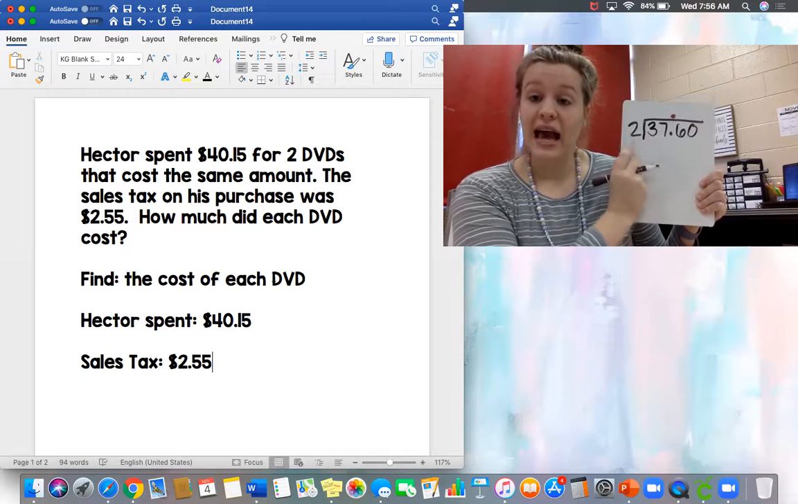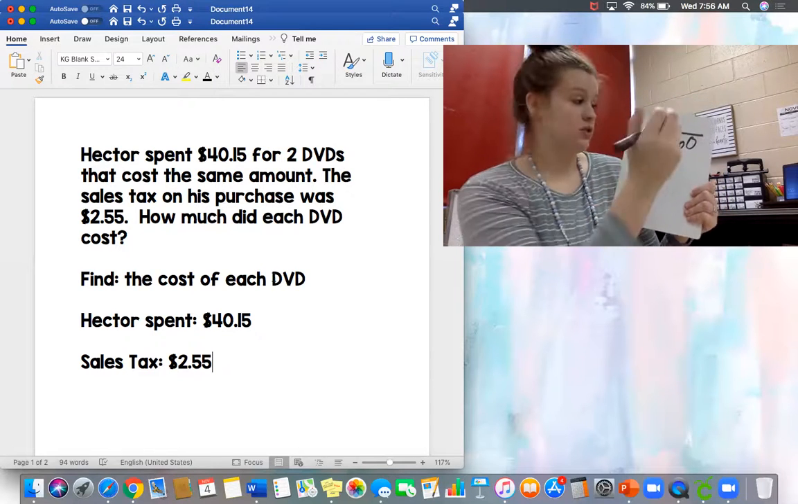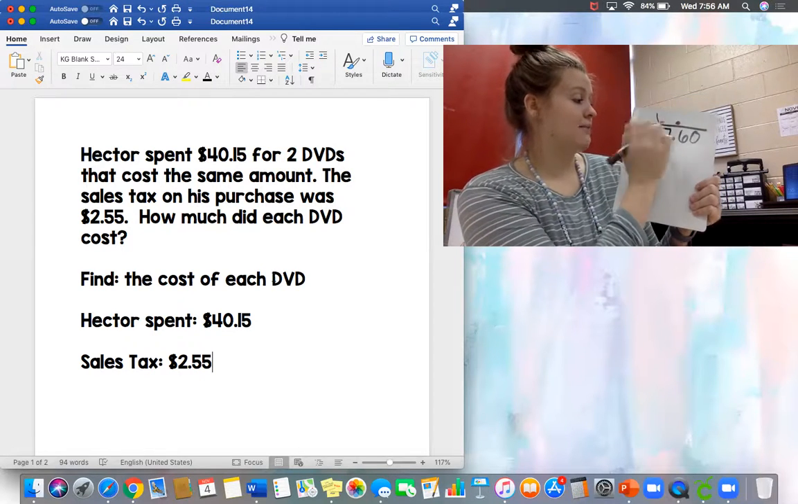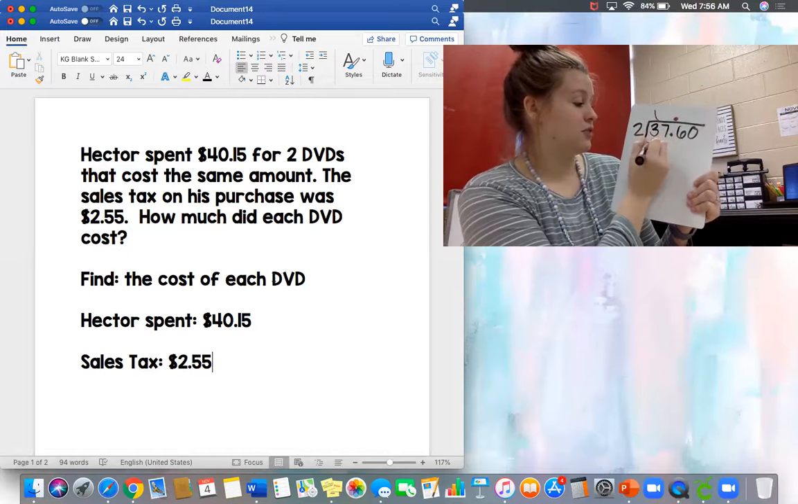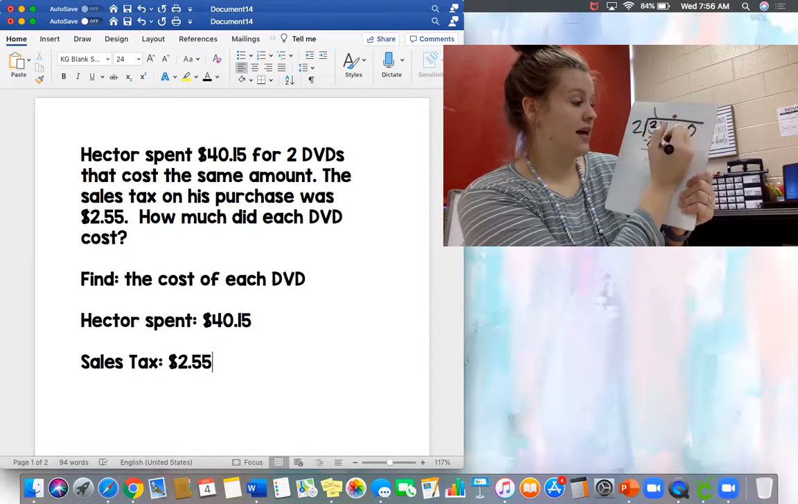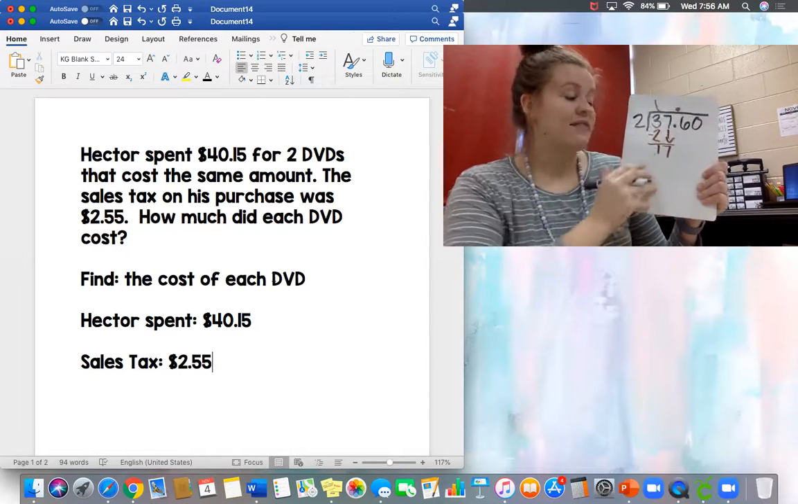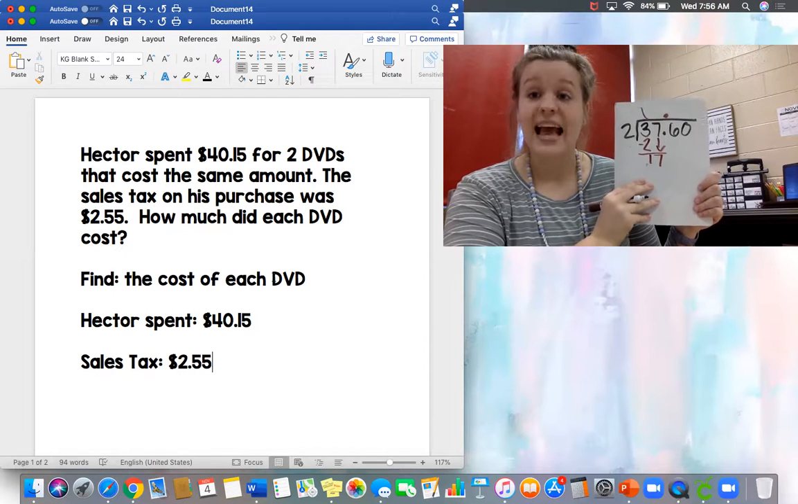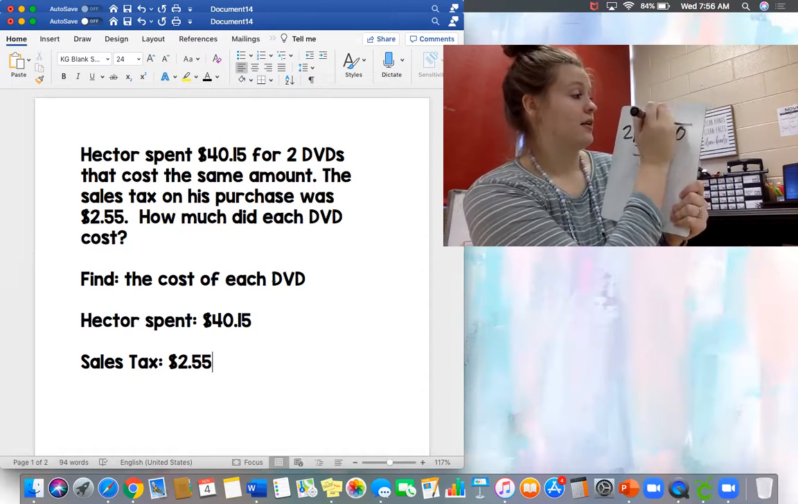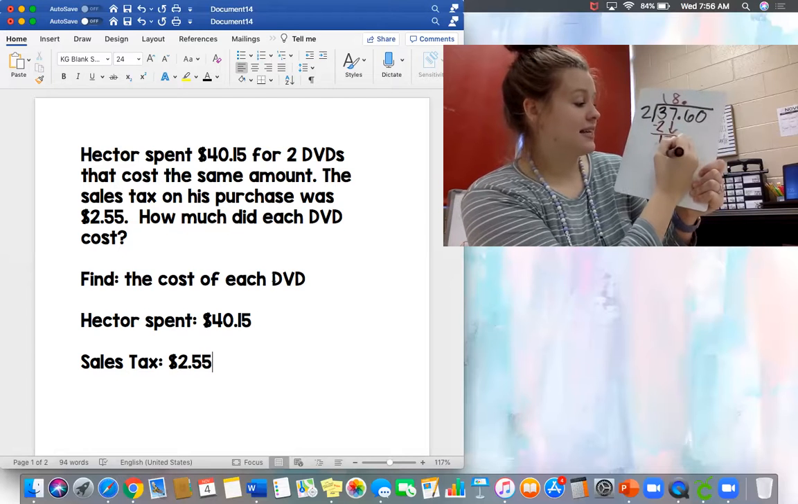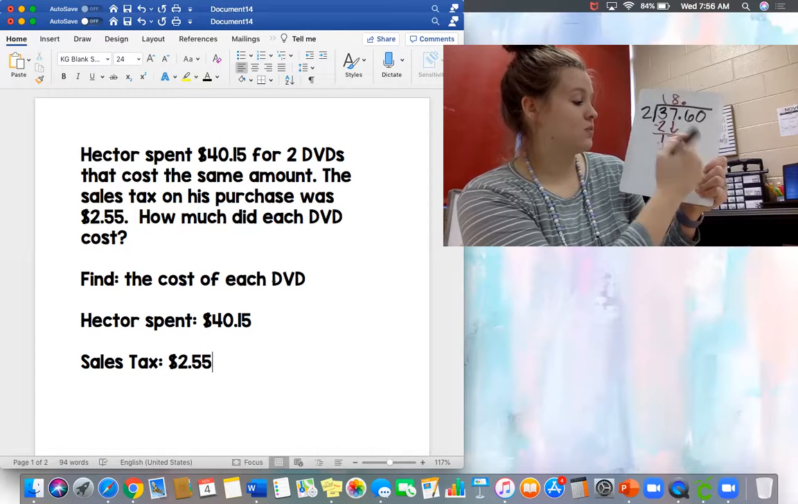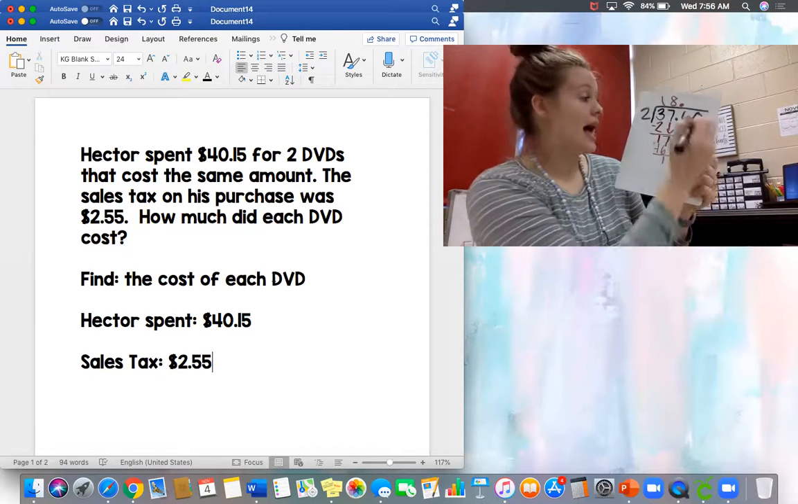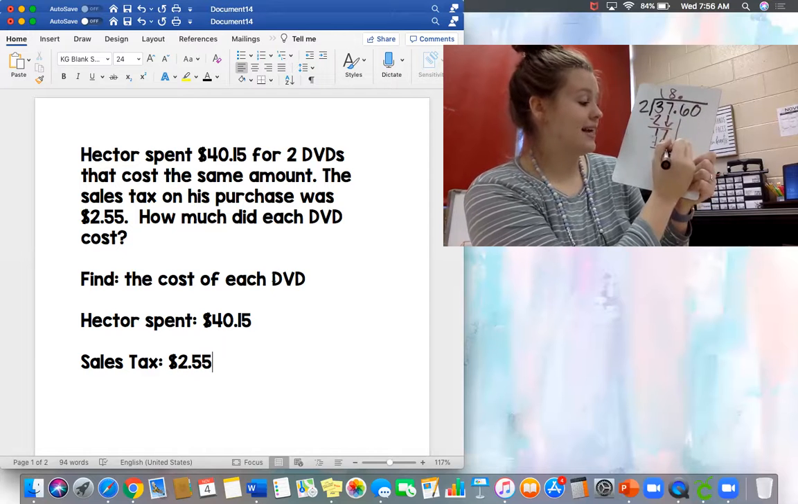So if I have 3, how many groups of 2 can I make? Just 1. 1 times 2 is 2, so I subtract. 3 minus 2 is 1, and I bring down my 7. If I have 17, how many groups of 2 can I make? 8. 8 times 2 is 16. 7 minus 6 is 1. 1 minus 1 is 0. I bring down my 6.